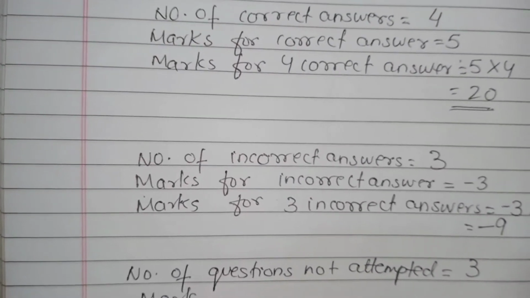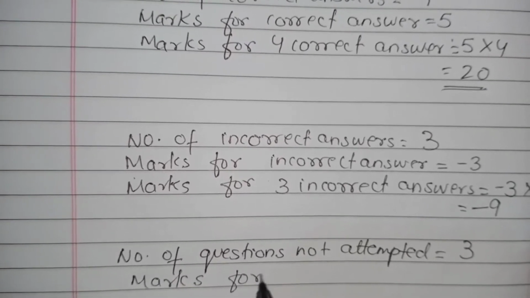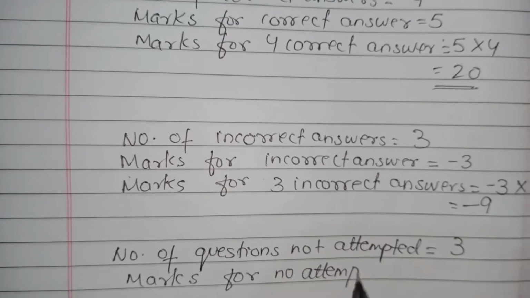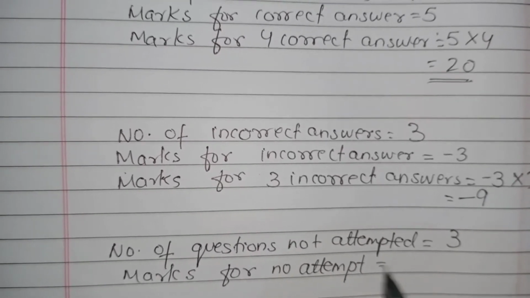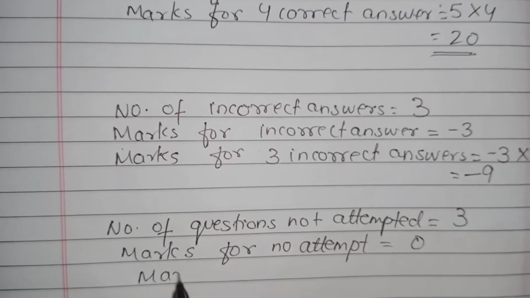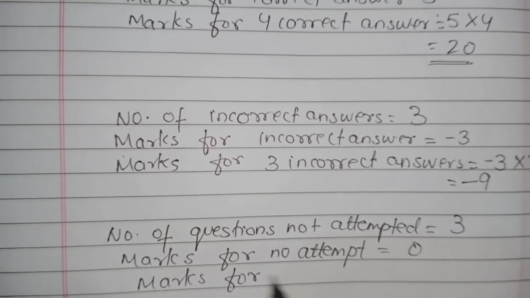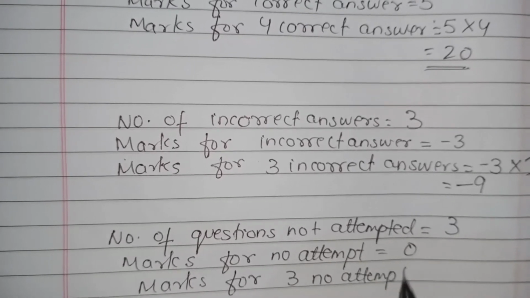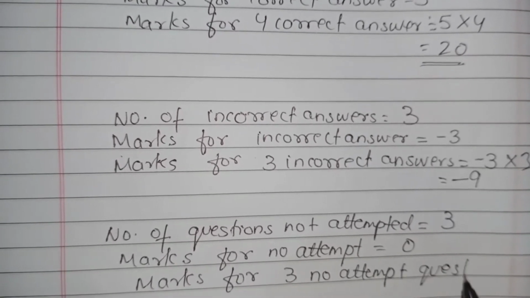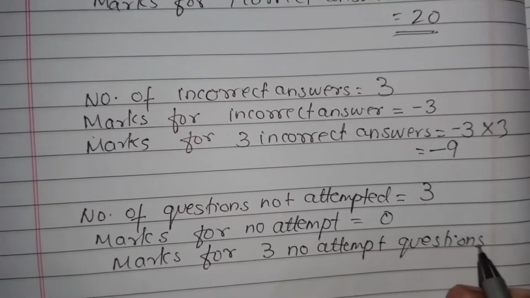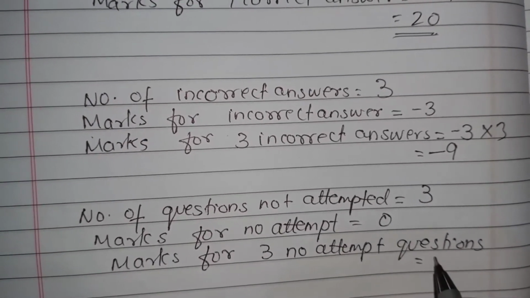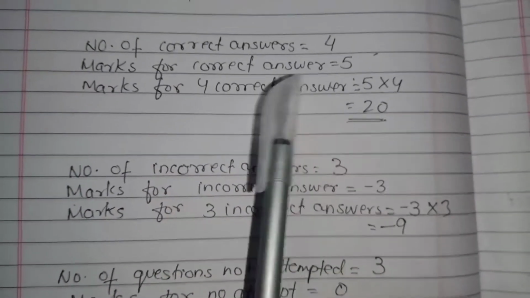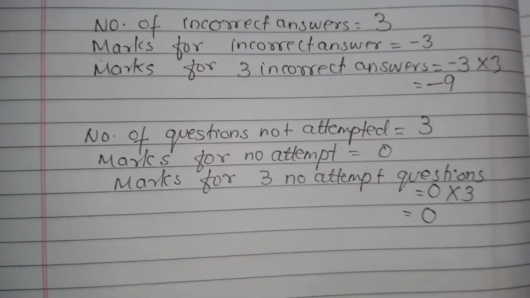And marks for no attempt is how much? It is 0. So marks for 3 no-attempt questions: for 1 it is given 0, so for 3 how much will it be? 0 into 3, so 0. We have done correct, incorrect, and not attempted.